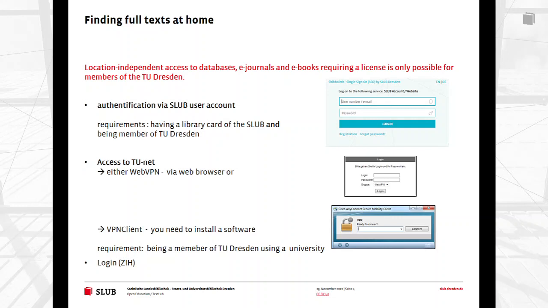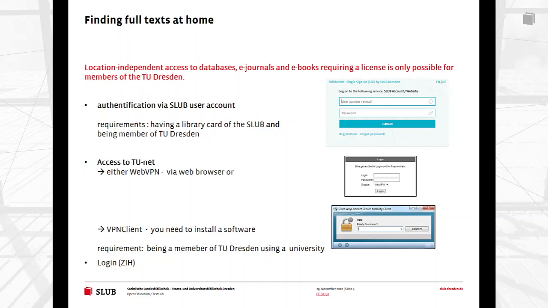How can you get location-independent access on licensed resources of the SLUB? Location-independent access to databases, electronic journals, and e-books requiring a license is only possible for members, which means employees or students of TU Dresden. There are various authentication methods. One possibility is authentication via the SLUB user account. For that, you need to have a valid library card of the SLUB Dresden and be a member of TU Dresden. Another option is to access the network via your own computer.